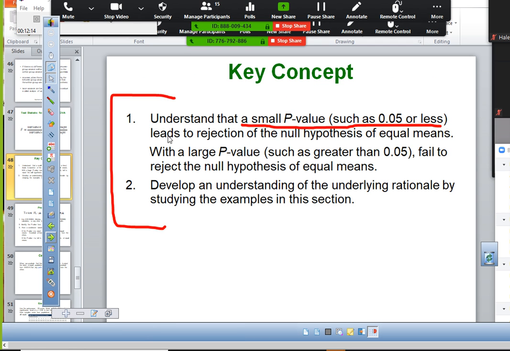All right, key concept. Remember, a small p-value, 5% or less, for example, would be unusual. When we get something unusual, we reject the null hypothesis. So we're going to reject the null hypothesis when our p-value is small, less than or equal to alpha. When the p-value is larger, more than alpha, then we're not going to reject the null hypothesis. It's not unusual.